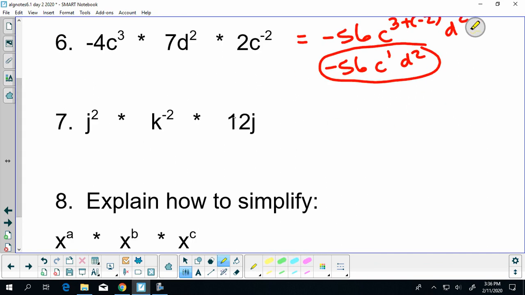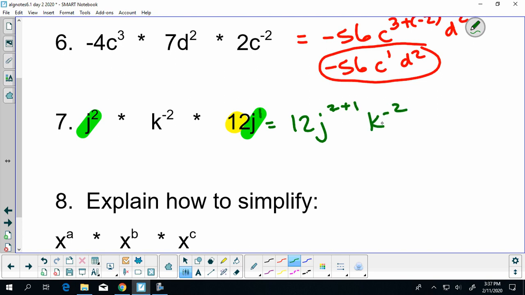Next, there's a coefficient here, 12. Not really have any other numbers to multiply it with, so it's just 12. I can combine the j's, so that's j to the second, and there's no exponent, so that's j to the first. So j to the 2 plus 1, k to the negative 2. K's unhappy. I'm going to move him down to the bottom in a second. So 12j to the third over k to the second is my answer on this one.